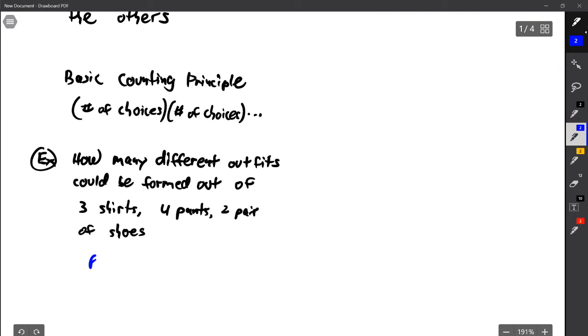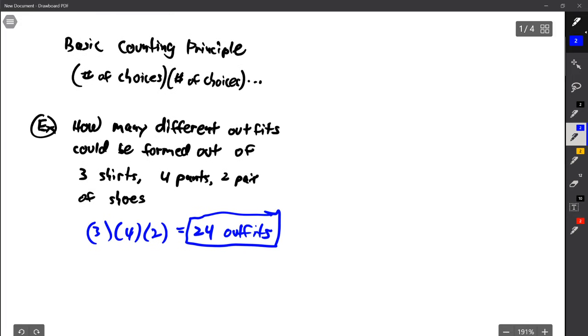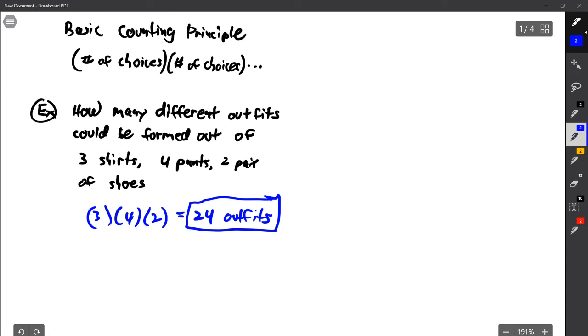So it would be 3 times 4 times 2. Let's see, 3 times 4 is 12, times 2 is 24. So 24 outfits. Basic counting principle: multiply the number of choices when the choices are independent.